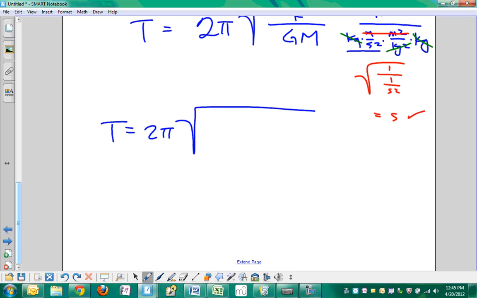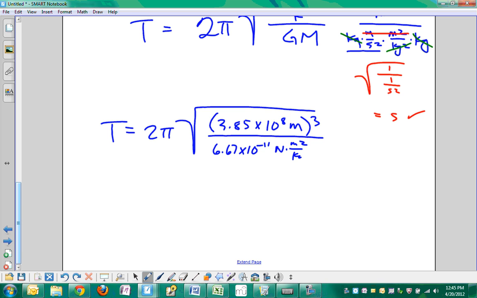All right, so the period we're looking for is equal to 2 pi times the square root of the orbital radius, which we said is 3.85 times 10 to the 8th meters, and we're going to cube that. We're going to divide by 6.67 times 10 to the negative 11 Newton meters squared per kilogram squared. We already worked all that out dimensionally. We know that we can just collapse it all down to seconds. And then we still have to multiply by the mass of Earth, which is equal to 5.98 times 10 to the 24 kilograms.